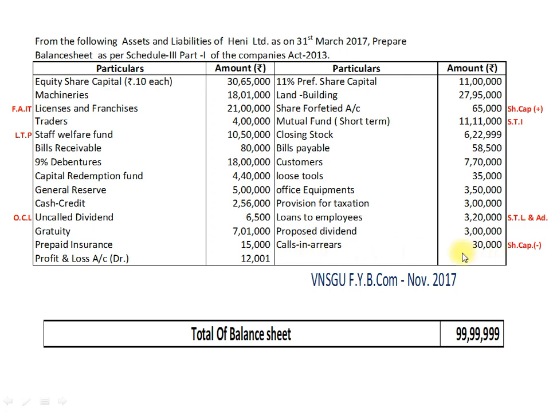And finally, if you tally your balance sheet, it will be with 99,99,999 rupees. Dear students, thank you very much for watching this video lecture. Very soon we will meet with another example of vertical balance sheet.